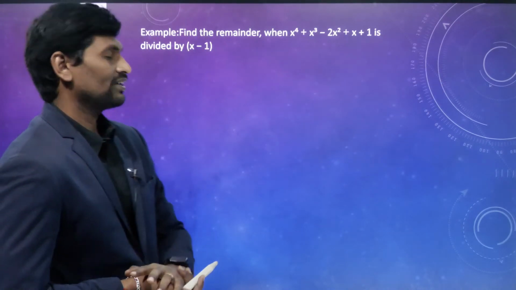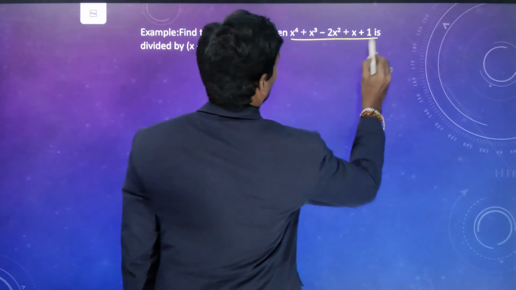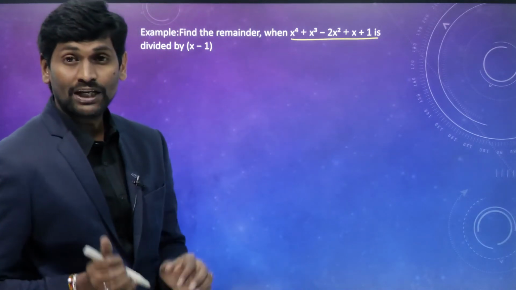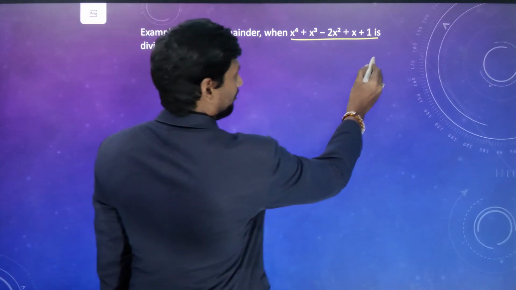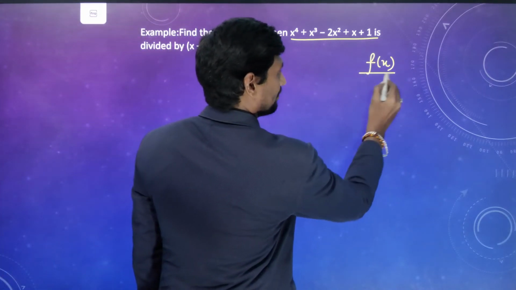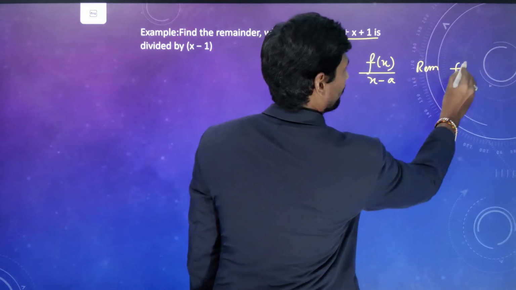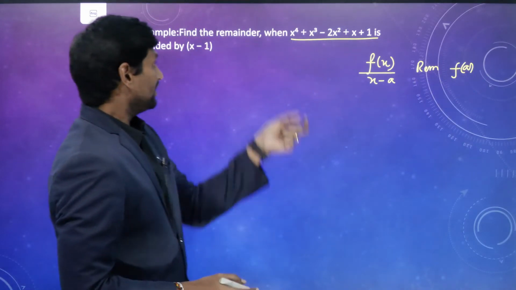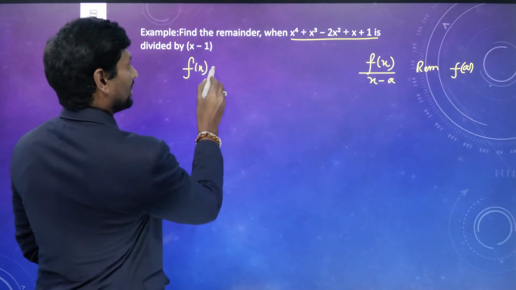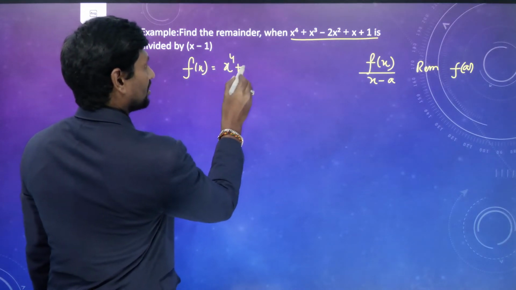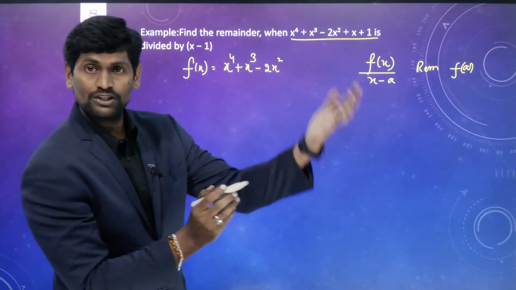Now let us see this one. Find the remainder of this fourth degree polynomial, a biquadratic polynomial, divided by x minus 1. If f of x is divided by x minus a, what is the remainder? F of a. In the same way, let us take this polynomial f of x equals x power 4 plus x cube minus 2x square plus x plus 1.